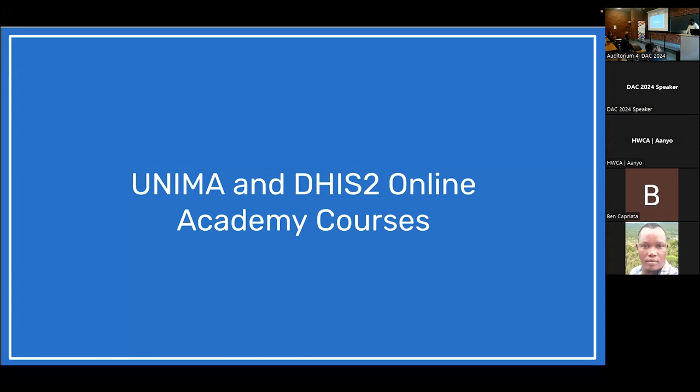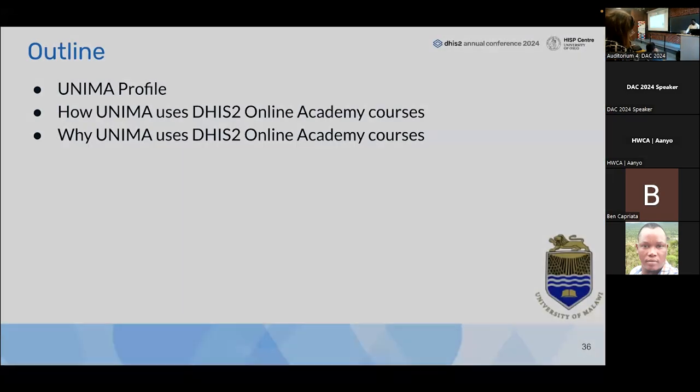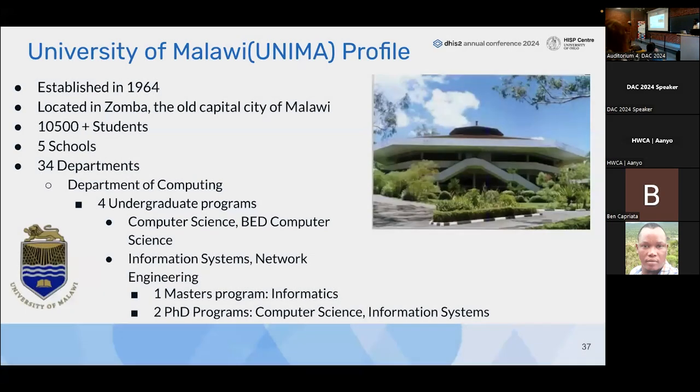Hello. Yeah. So at University of Malawi, we've been using the DHIS2 Online Academy. I'll just go through what we do, but first a quick overview of the university. It's in Malawi, Zomba. We are from the computing department, where we have 4 undergraduate courses: computer science, education computer science, information systems, and network engineering. We also have a master's program and 2 PhD programs.